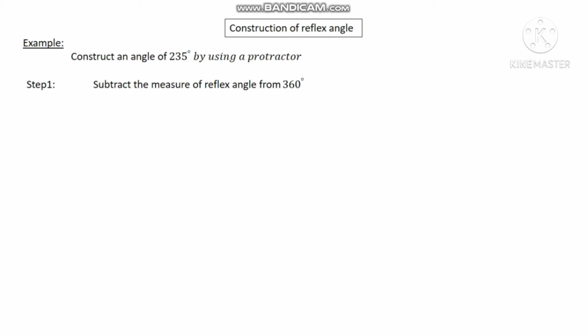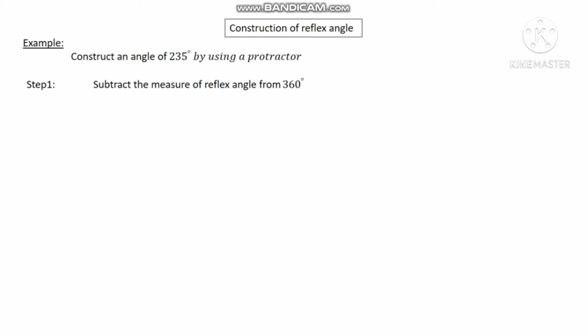Let's see. Step 1: subtract the measure of the reflex angle from 360 degrees. Students, keep in mind, when we have to construct a reflex angle, we follow this method. So step 1 is to subtract the measure of the reflex angle from 360 degrees.